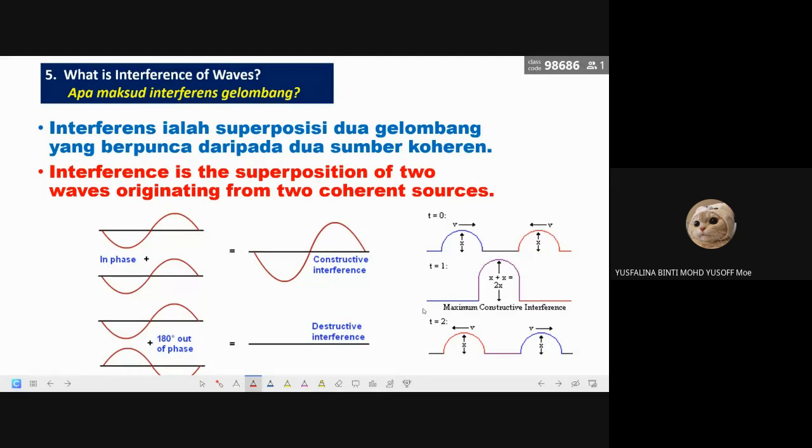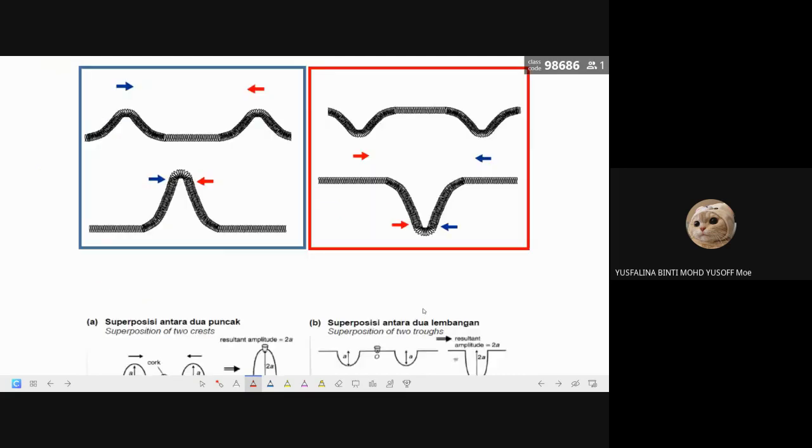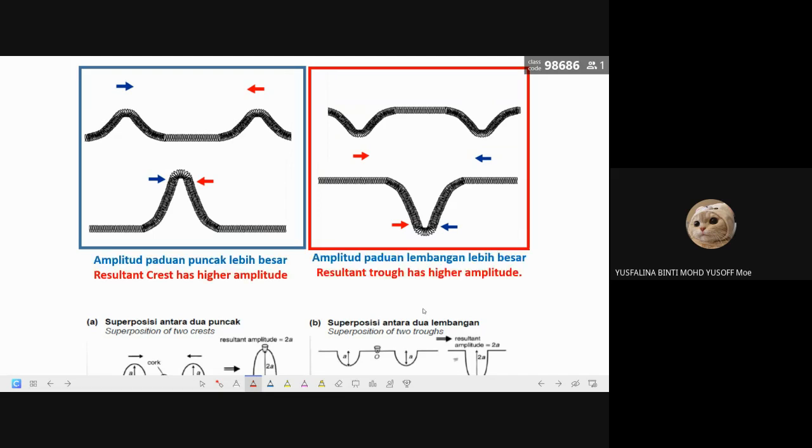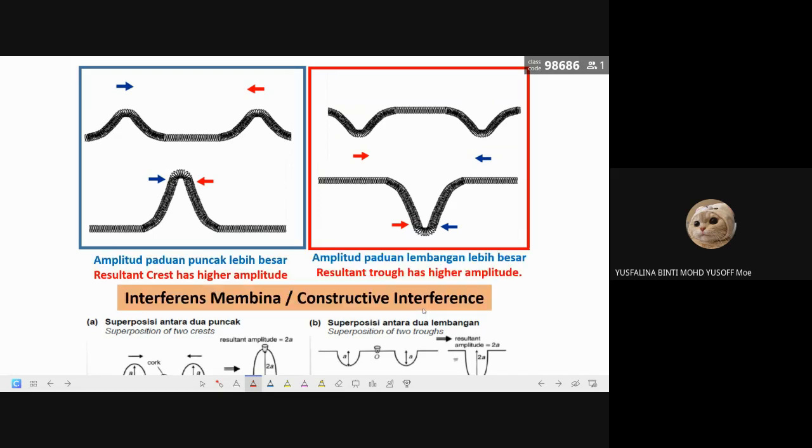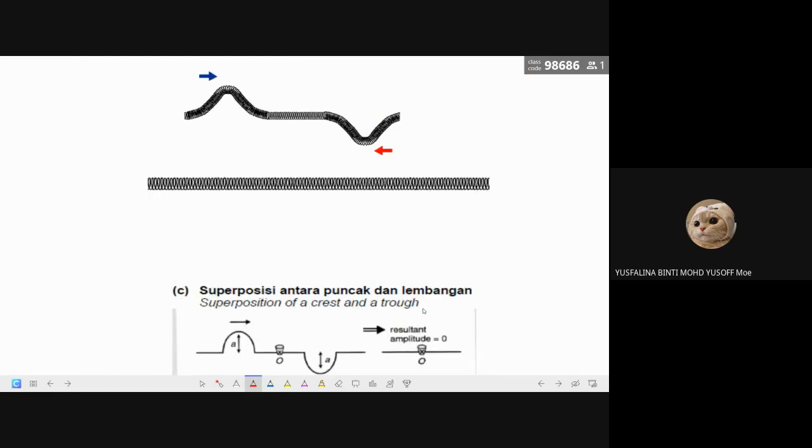So interference is the superposition of two waves originating from two coherent sources. Superposition means you have to add the two sources' amplitudes. This one is crest meets crest, and this one is trough meets trough. Both are constructive interference. So this one we call constructive.